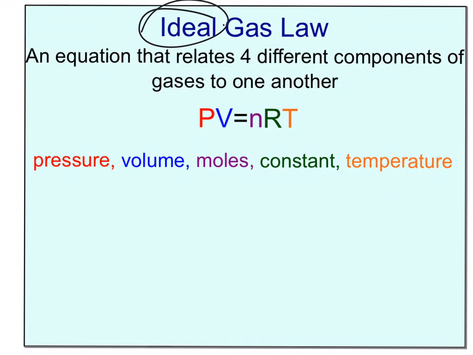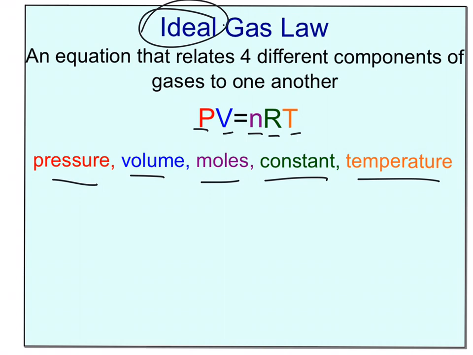So what this ideal gas law does is it actually relates every single variable that we've talked about so far to each other. So you have pressure, that's represented by P, volume, which is represented by V, moles, which we haven't talked about yet with gases, which is represented by n. I have no idea why they picked n instead of mol. That's weird, but now moles is n, okay? A constant, which is represented by R, that's also new. I'll talk more about that here in a second. And then temperature, which is represented by T.